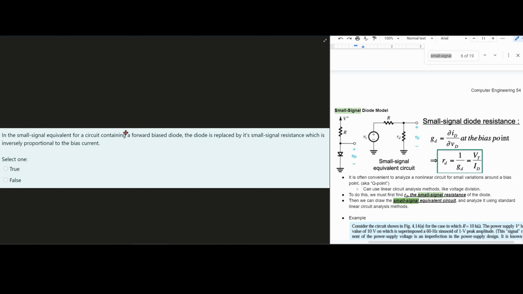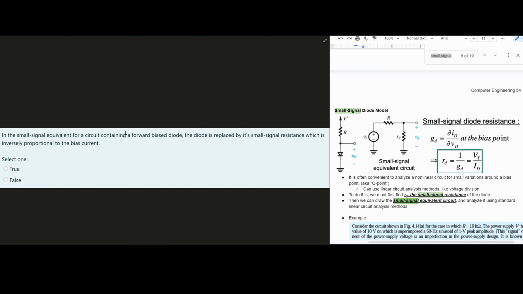Well, if we look at the small signal diode model, and this can be found in the notes linked with a like button, we have this diagram here with a small signal equivalent circuit. We have small signal diode resistance here. GD is equal to our ID over VD at the bias point. So our RD is going to be 1 over our GD, which is equal to VT over our ID. And that's pretty important, we'll come back to it though.